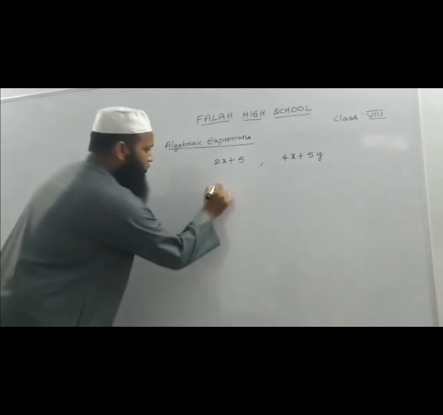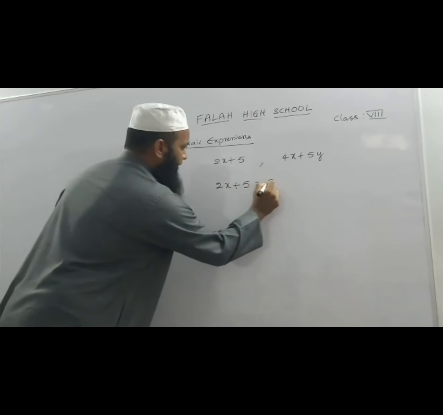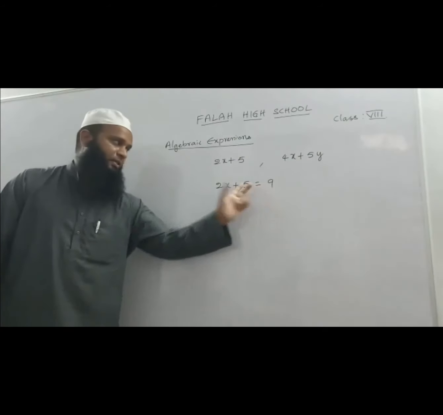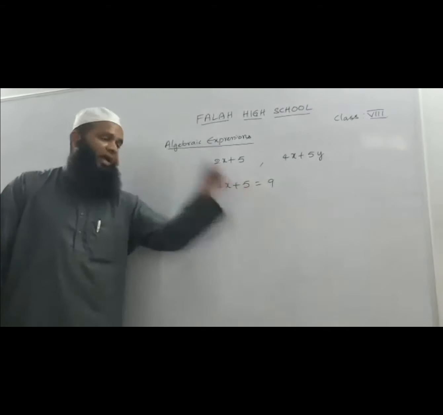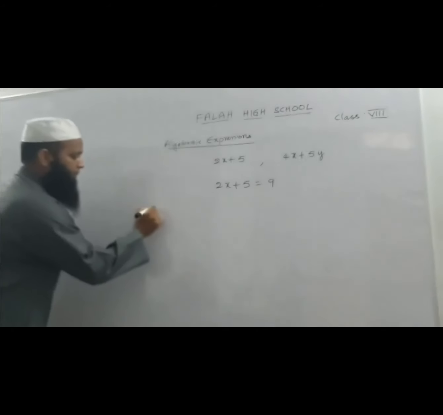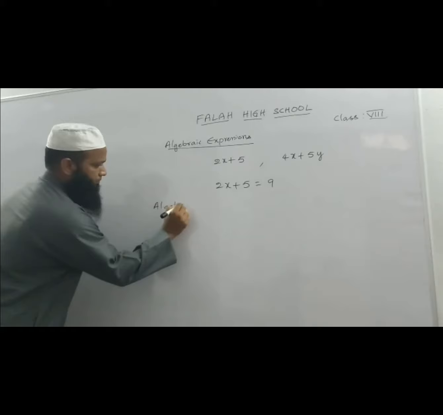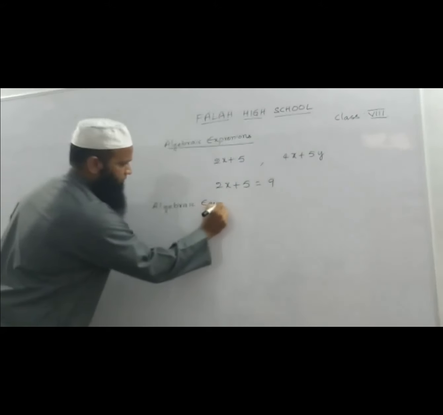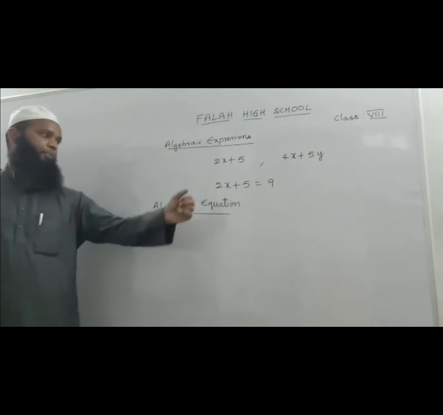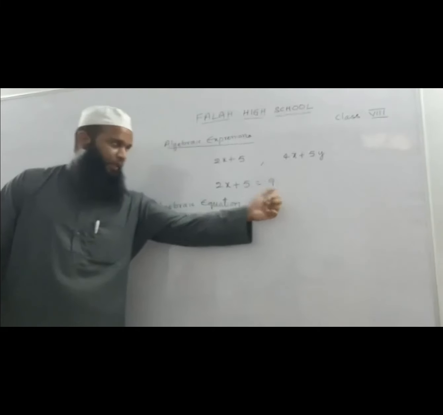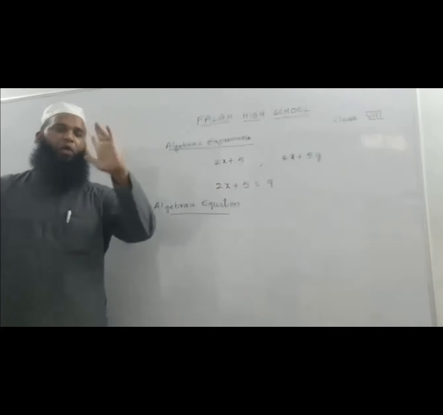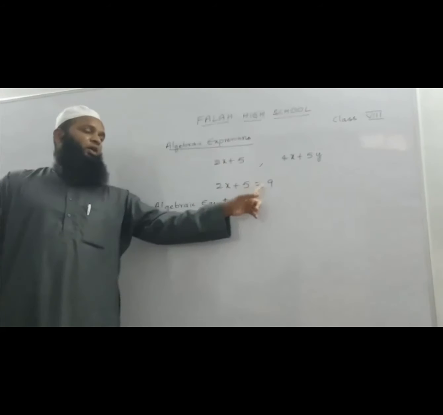Now let me write this: 2x plus 5 equal to 9. You can see that I have equated this algebraic expression to 9. This becomes an algebraic equation. Let me define it. Algebraic equation is equality of algebraic expressions involving variables and constants.